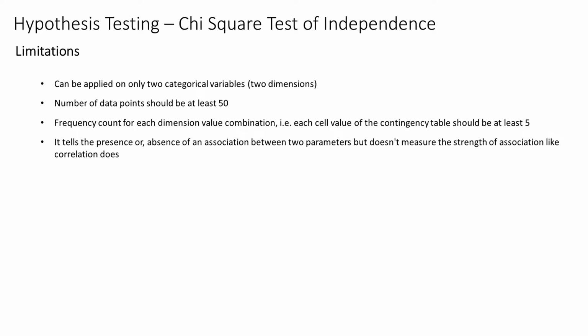The frequency count for each dimension value combination, or each cell value of the contingency table, should be at least 5. Keep in mind that this technique displays the presence or absence of an association between two parameters, but it does not measure the strength of association, as the correlation technique would.